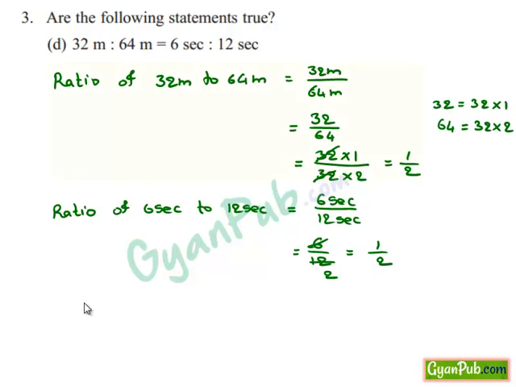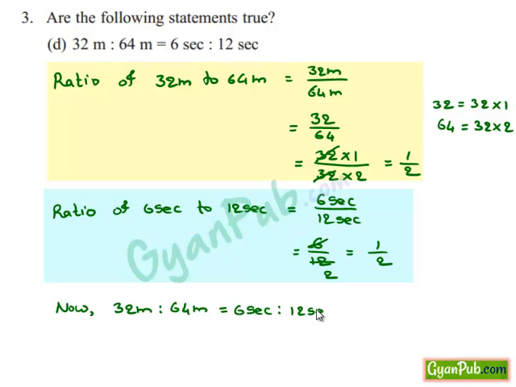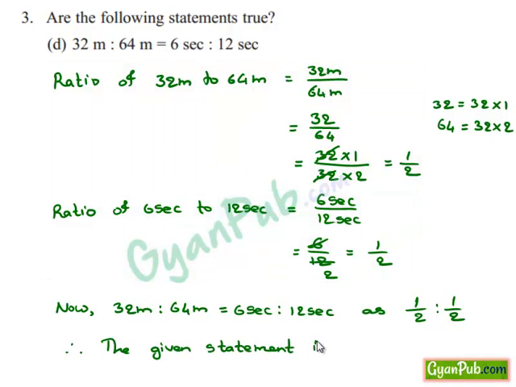Now from the above two ratios, we can say that 32 meter is to 64 meter is equal to 6 seconds is to 12 seconds as 1 upon 2 is equal to 1 upon 2. Therefore, the given statement is true.